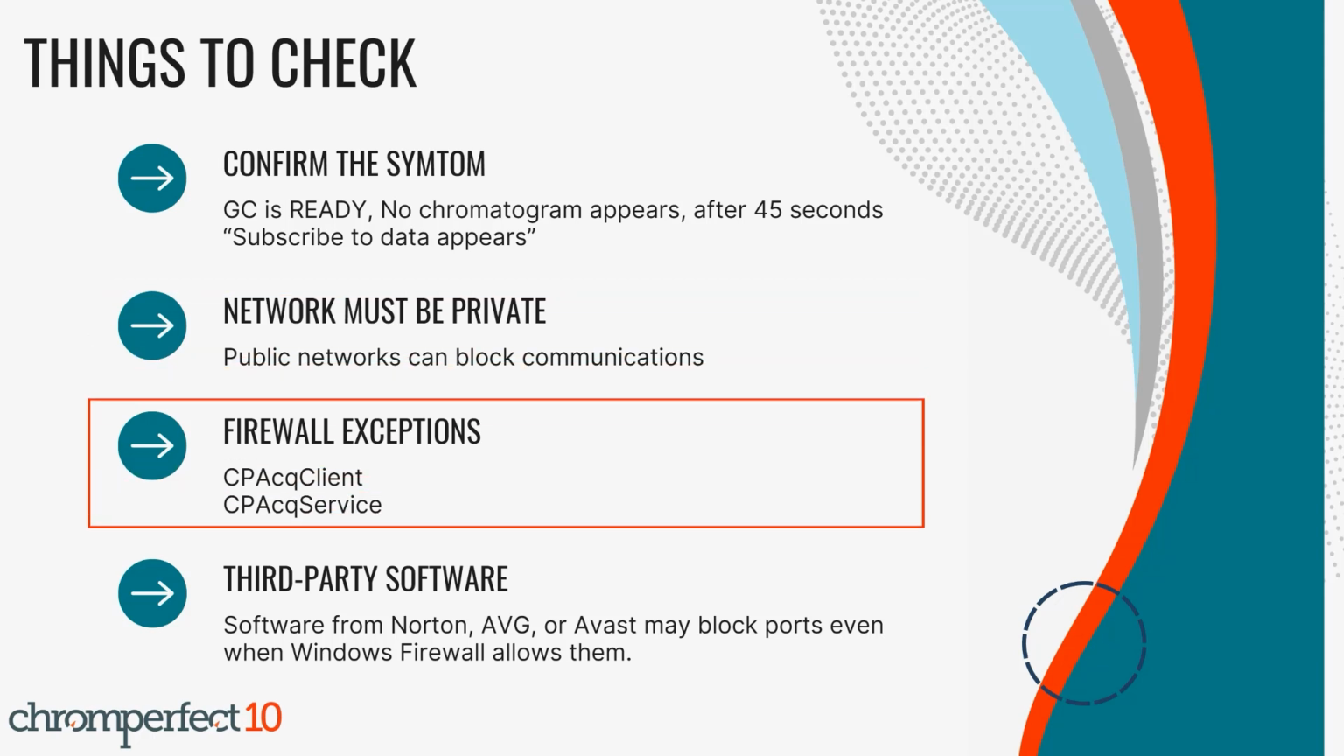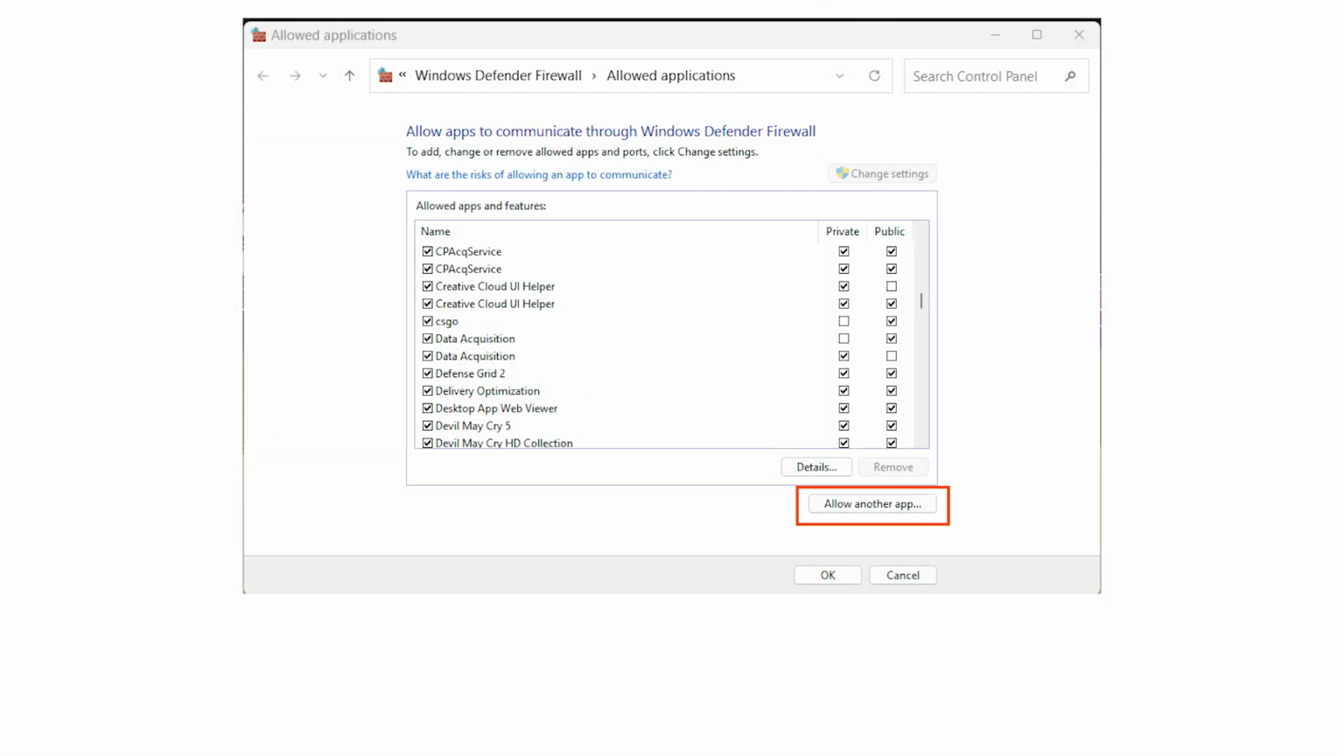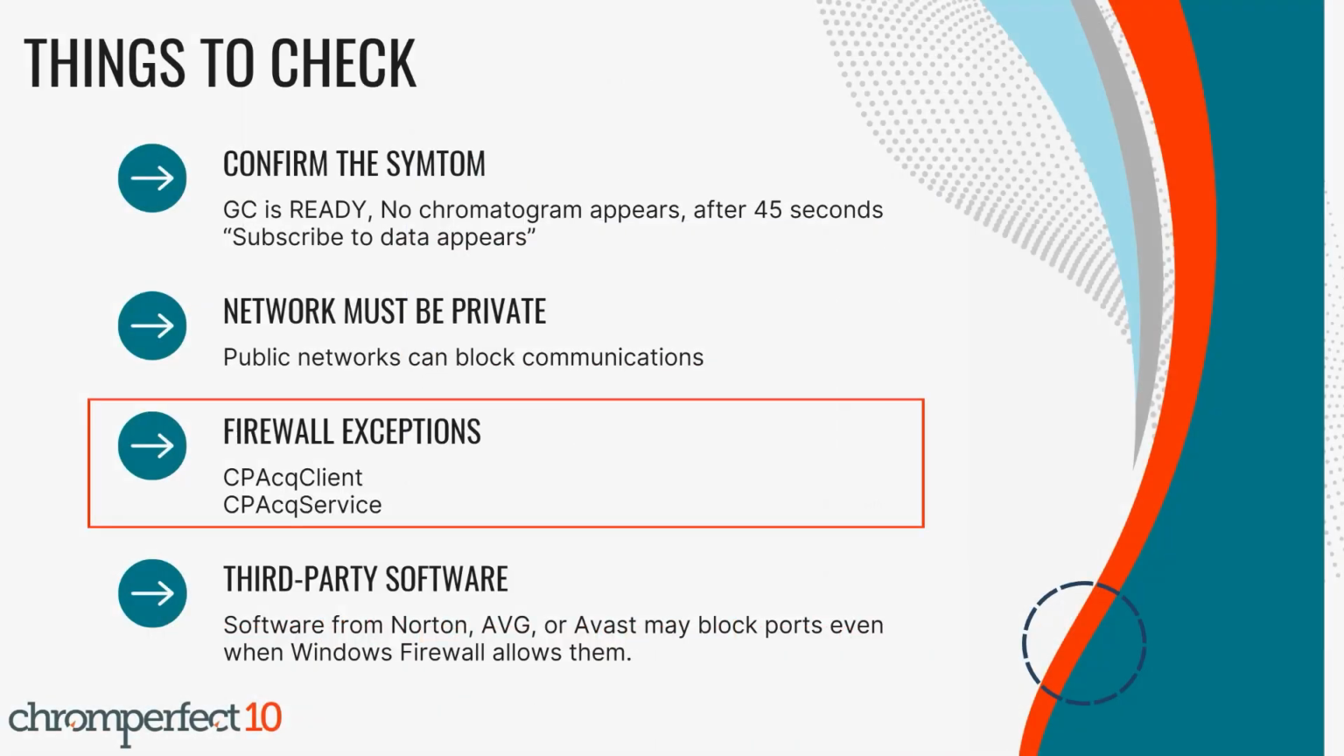Allow the 2 required Chromperfect programs through Windows Firewall. These are the Acquisition Client and Acquisition Service. The file names are shown on screen now. Open Windows Security. Choose Firewall and Network Protection. Choose Allow an app through Firewall. Ensure both of these programs are allowed on private and on domain if present. If they are missing, choose Allow another app and browse to your Chromperfect installation folder to add them.